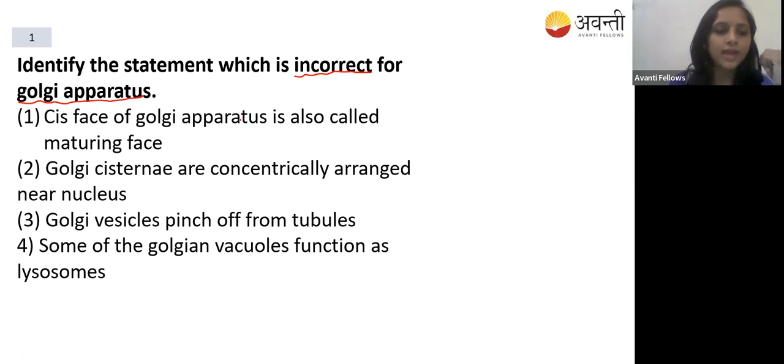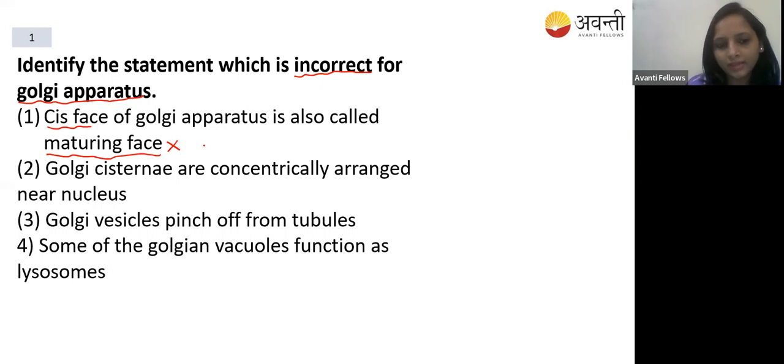In option one, they are telling that the cis phase of the Golgi apparatus is also called the maturing phase. In the question, they're asking for the incorrect statement, so obviously the first one is incorrect. The cis phase will be called the receiving phase. So it is not a maturing phase, it is called the receiving phase.